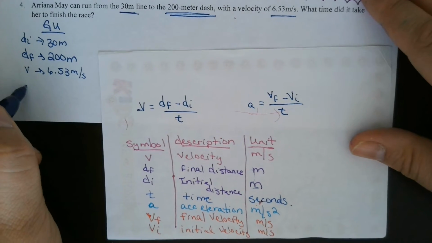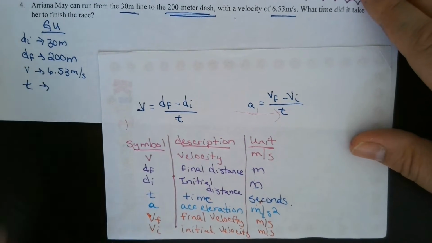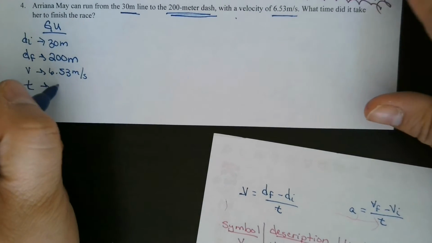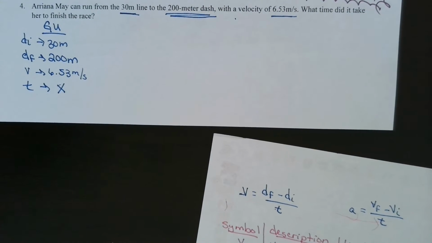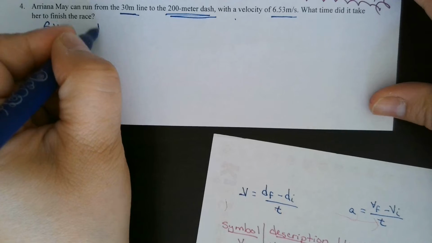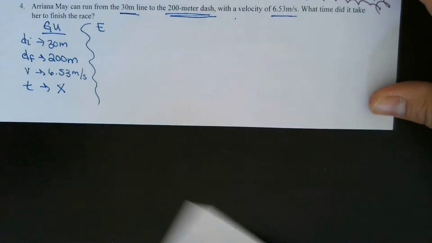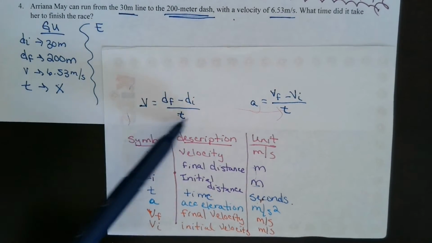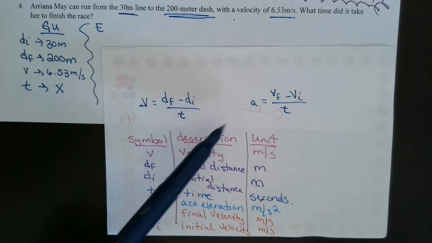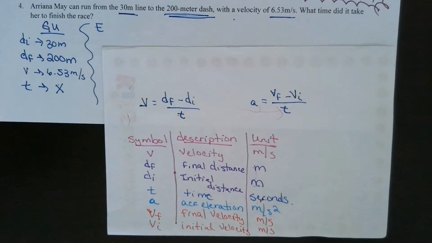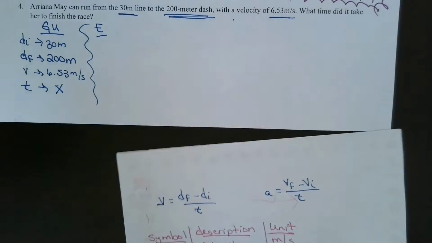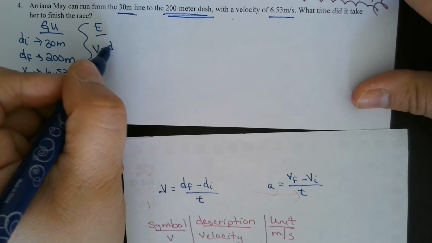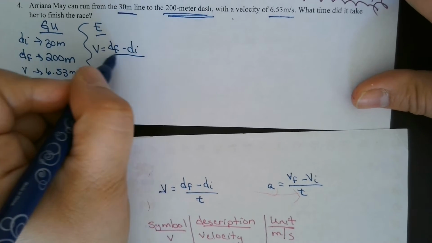And now we want to know, what time did it take her to run this distance? So this is t. t is unknown. Equation, what equation do we use? Well, again, you look in here and you see we have a dF and a dI, and we have a t and a velocity, and this is the equation that has all of those things. So this is the equation we use because we don't even have acceleration. In the mixed practice, you should be able to distinguish between the two. So we're going to use the equation v equals dF minus dI all over t.